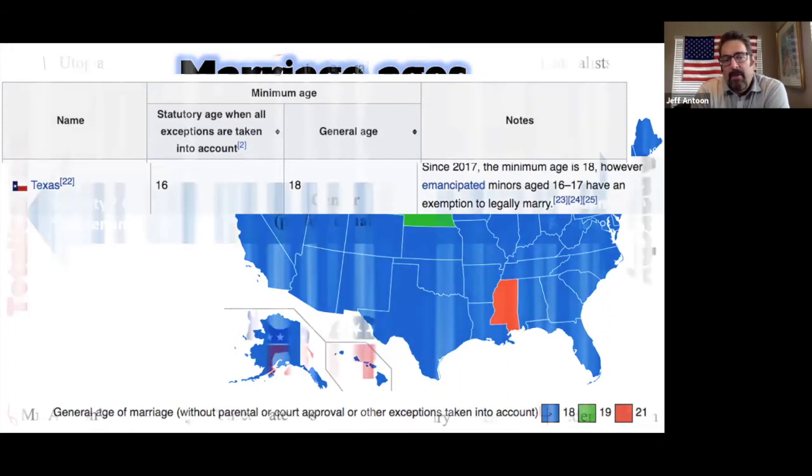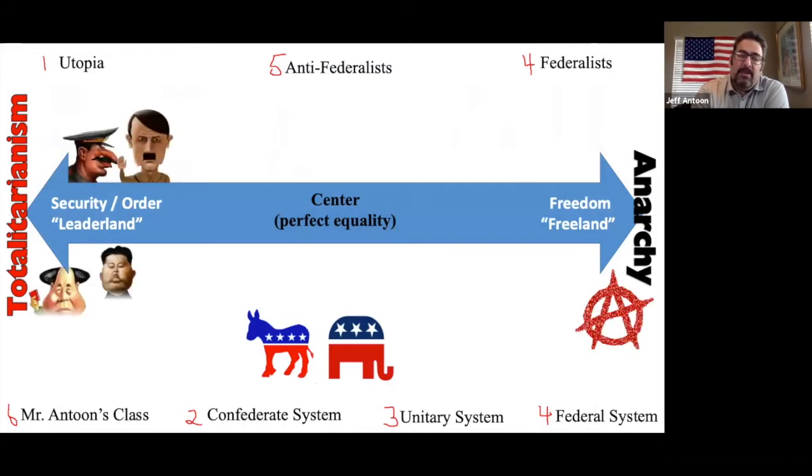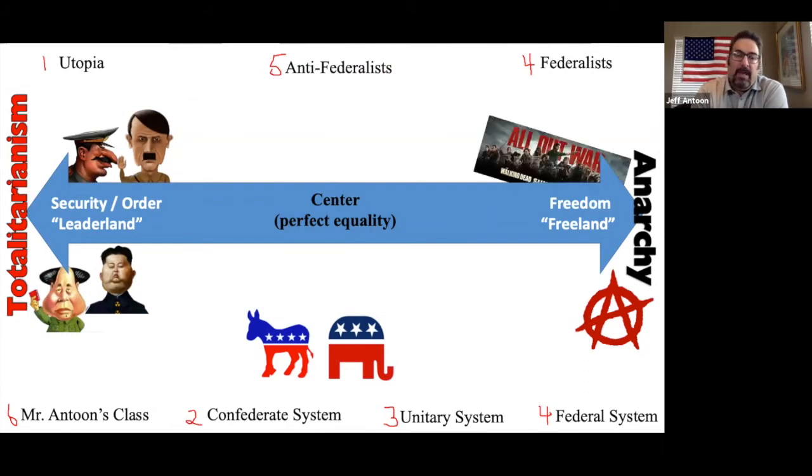Okay? Now let's talk. I have a spectrum here, which goes from totalitarianism, like the dictators Hitler, Stalin, and Mao Zedong, to anarchy, which is time without government, like The Walking Dead. No government, you have to survive, and you're going to fight other people for resources. So I want to see where all of these go. For one, where would you put a utopia?